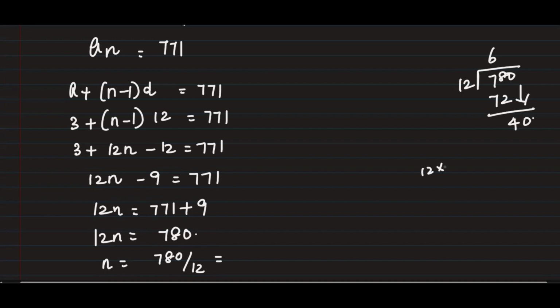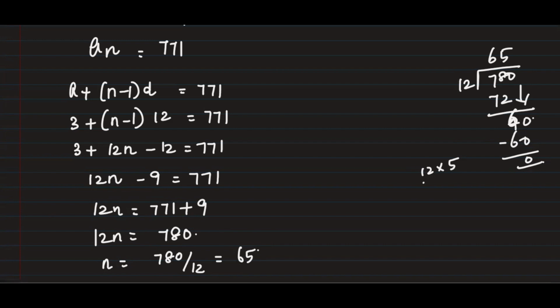Then 12 into 8 minus will become 6, so it becomes 60 here. So 12 into 5 is 60, so 65. The remainder will be 0. So 12 times 65 will become 780. So the answer is 65. So the n value is 65. So basically, an is 771 when the n value is 65.